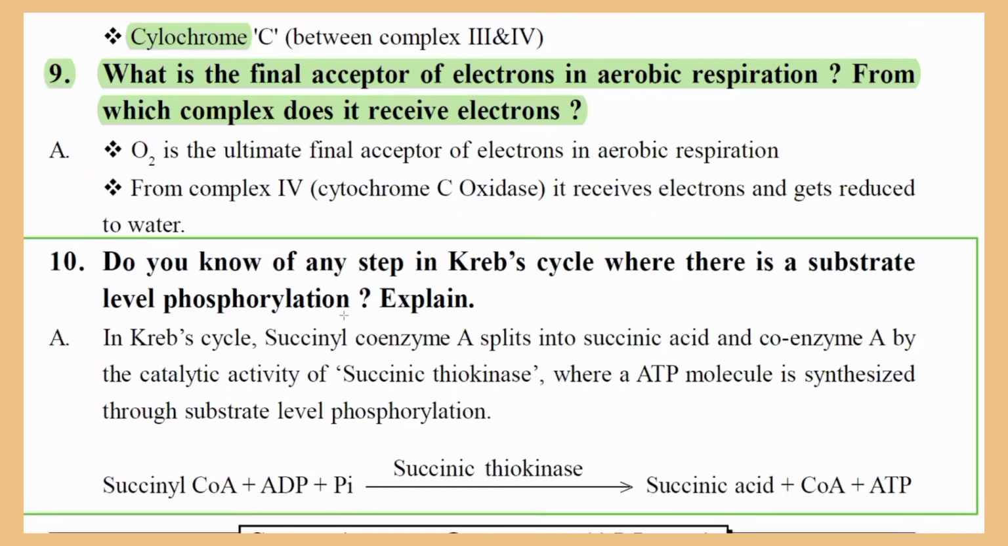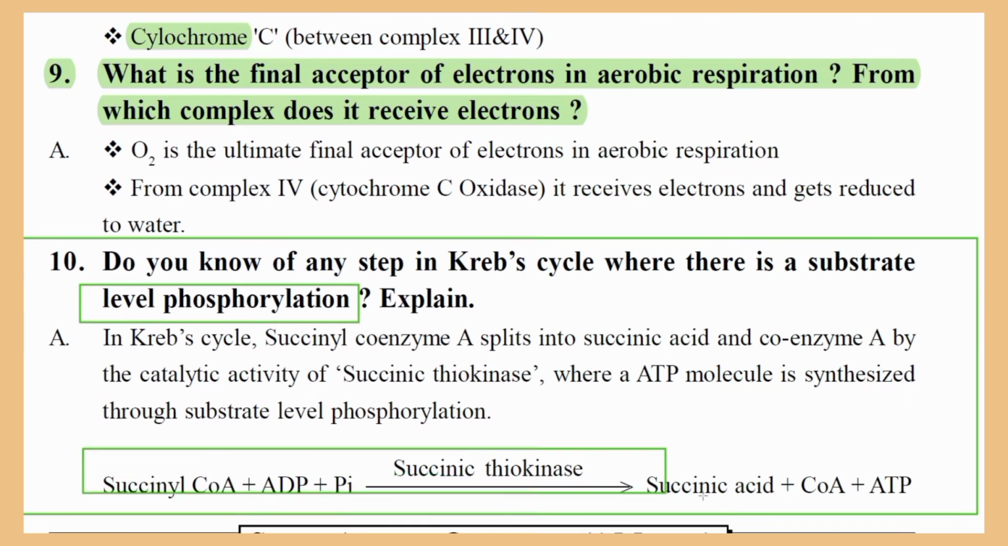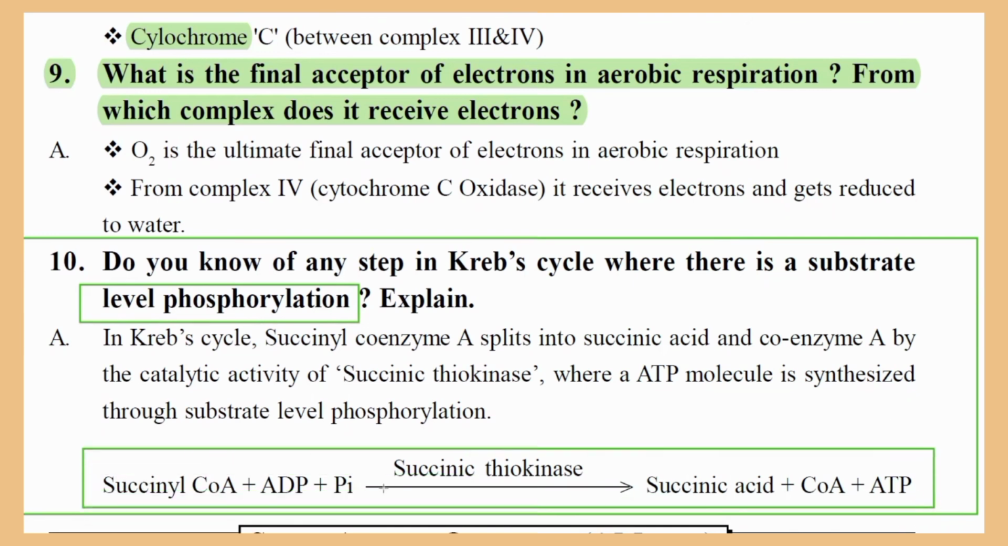Do you know of any step in the Krebs cycle where there is a substrate level phosphorylation? In the Krebs cycle, succinyl coenzyme A. So this is the table you have to keep in our mind. And now I will explain.